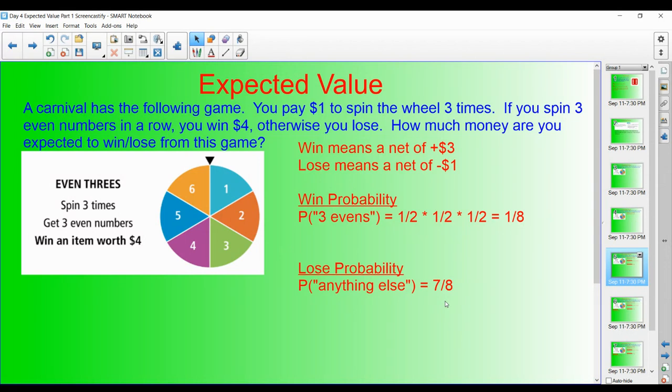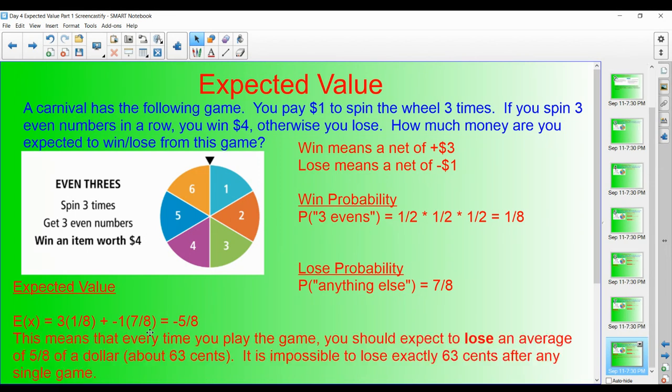So now expected value means I'm going to take the event and multiply it by the probability of it occurring. So I'll take 3 and multiply by 1/8. And I'll take -1 and multiply it by 7/8. And I'm going to add them together and see what happens. So I add them together and get -5/8. Since this is money, I'm probably going to want to convert it to a decimal. So it's about 63 cents. And it's negative, which means our expected value is that we lose 63 cents on average when we play.